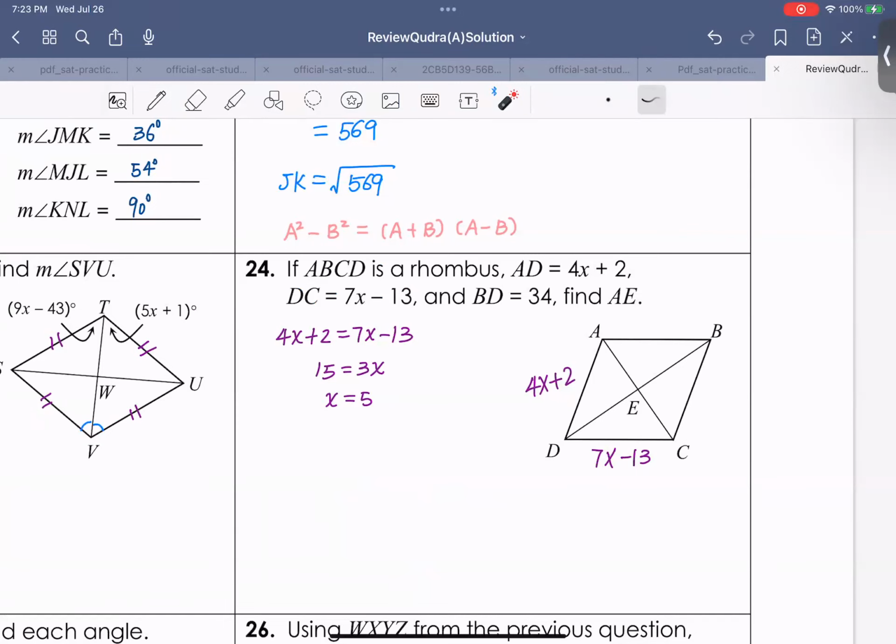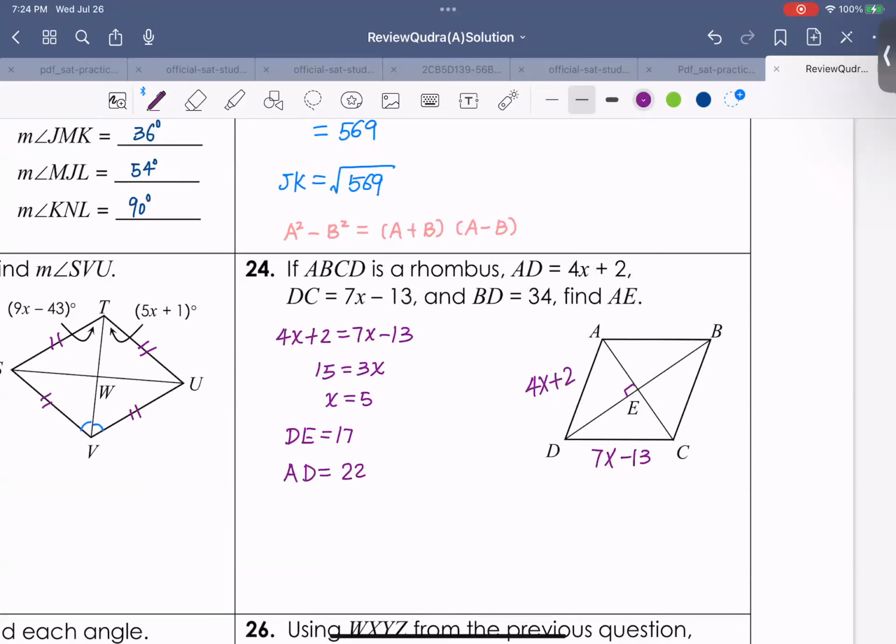Next is BD. This is 34. If this is 34, how much will DE be? DE will be 17. Now you are looking for AE. You know this is 90 degrees, right? Let's figure out AD. AD is equal to 4 times x, so 4 times 5 plus 2, which is 22.